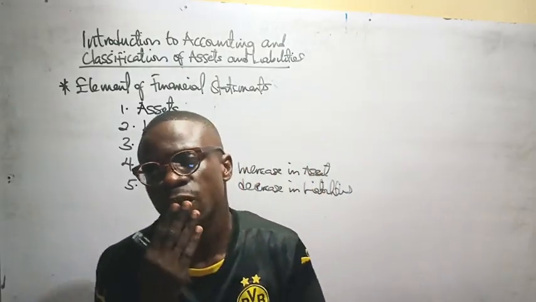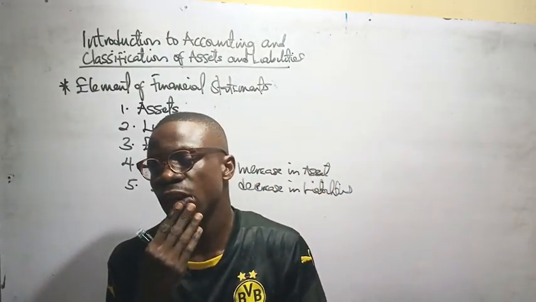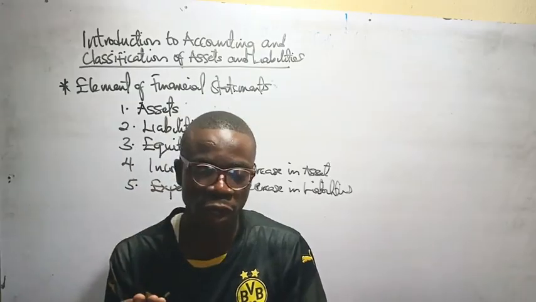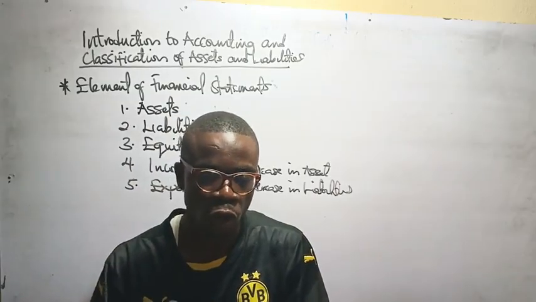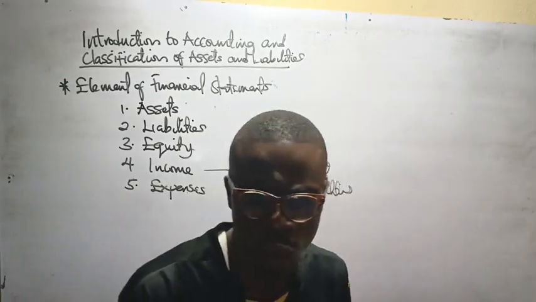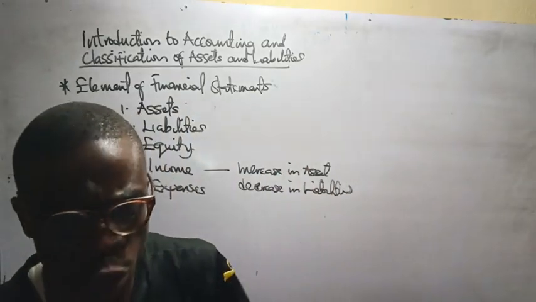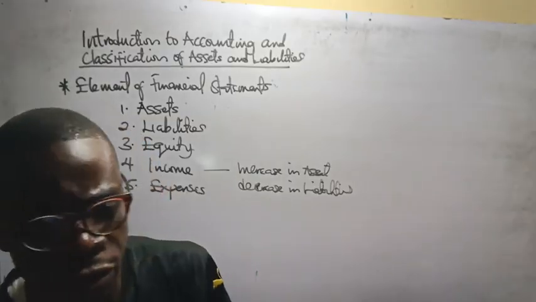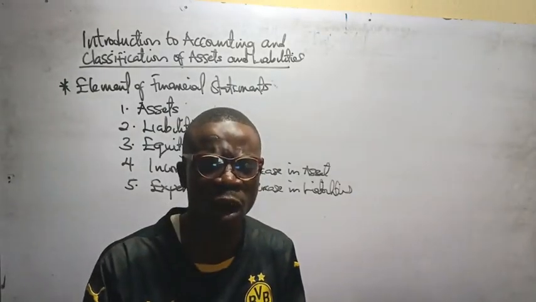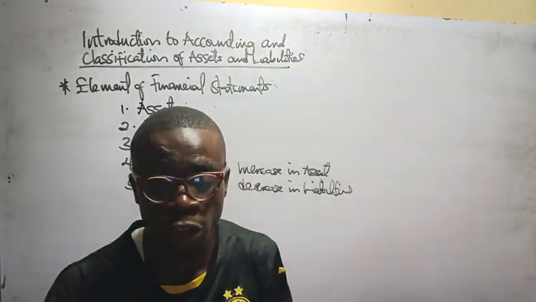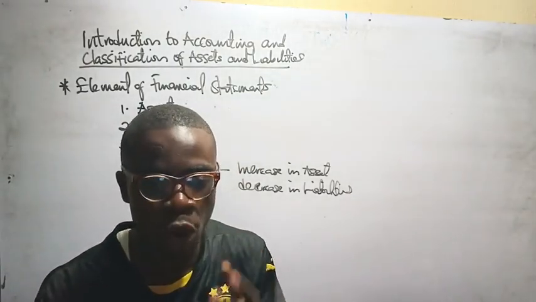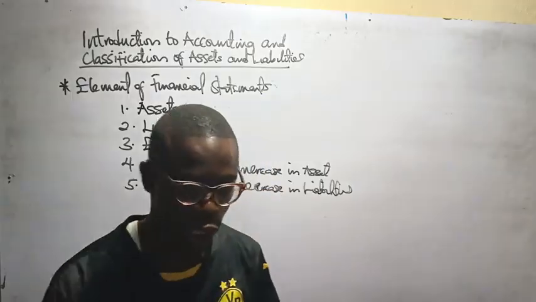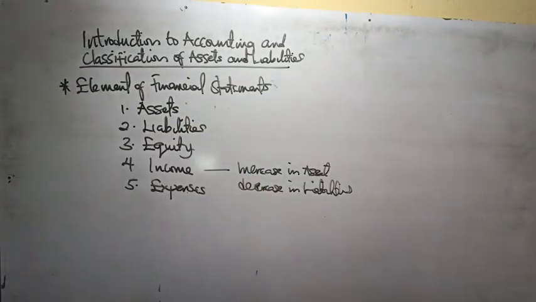10% of 5,000 is how much? That's 500. So you pay how much to the person now? You pay 4,500. That means you have reduced your liability. You are supposed to pay 5,000 naira, but you are paying 4,500. That 500 naira by which your liability has reduced is an income to the entity. That's what we mean by income.